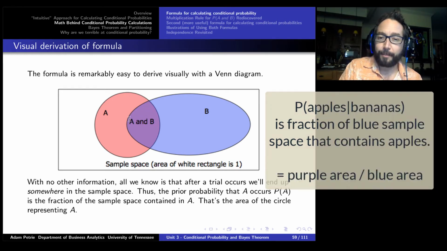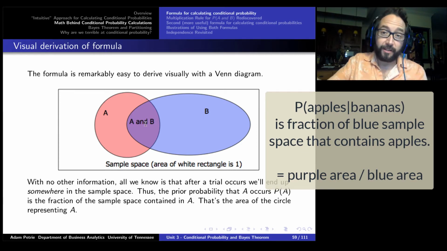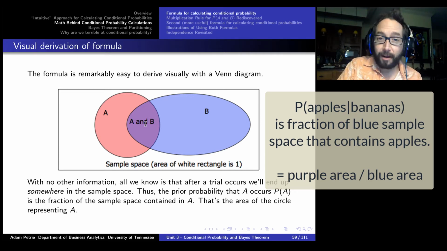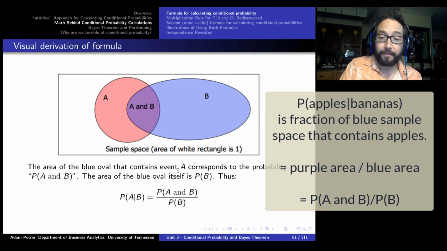Essentially, the fraction of the sample space devoted to apples is overlapping with the fraction of the sample space devoted to bananas. And since the conditional probability is just a normal probability with respect to a different sample space, we can talk about how the probability of having apples, given that bananas are in the cart, is just the fraction of carts with bananas that also contain apples. In other words, I can take the area devoted to A and B and divide that by the area devoted to B. And that's where my formula comes from.